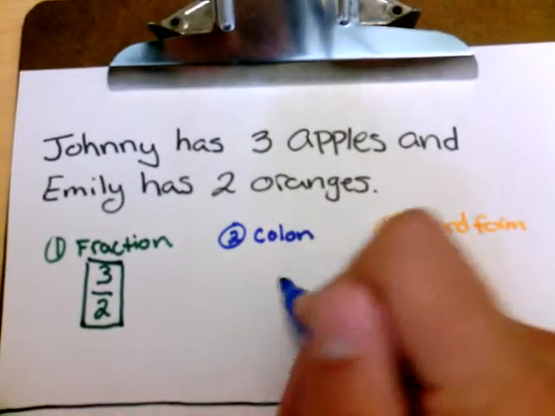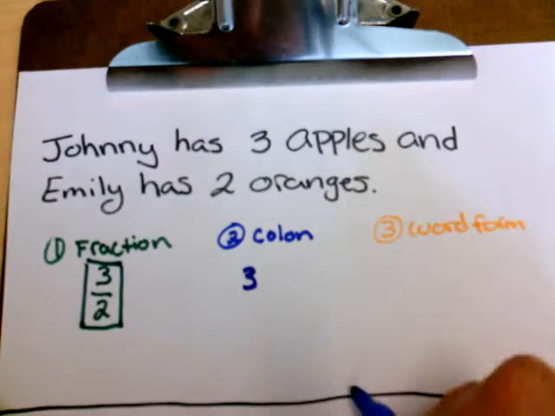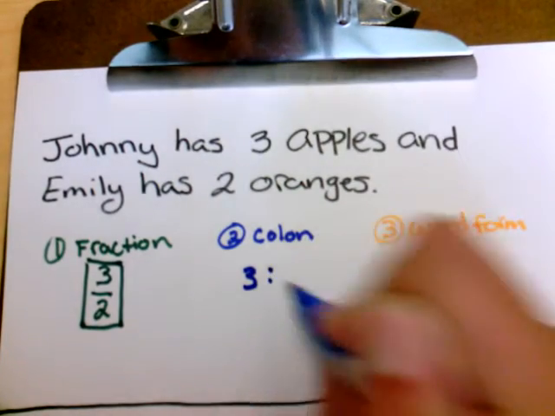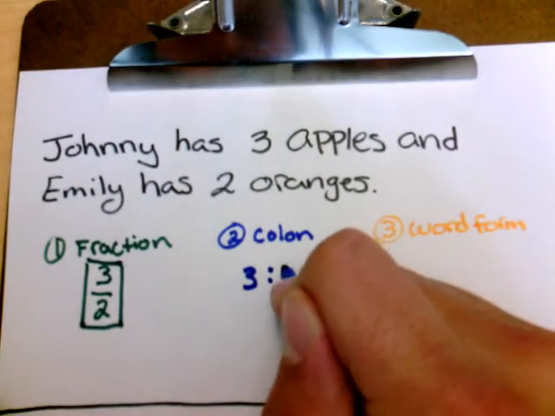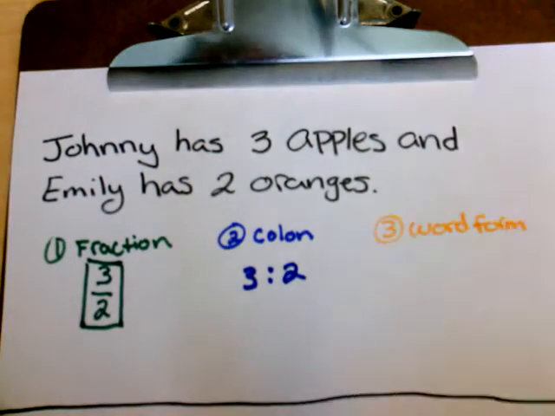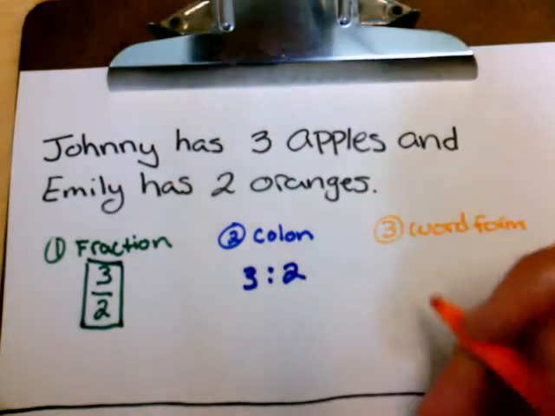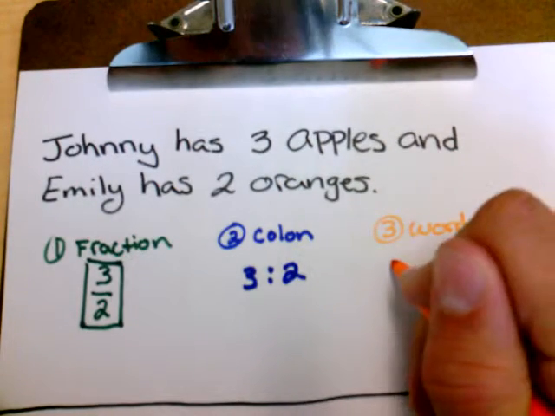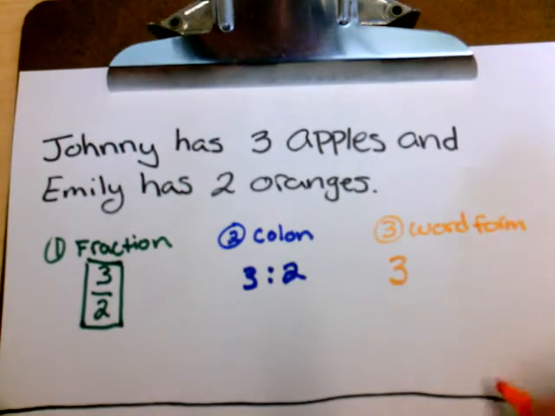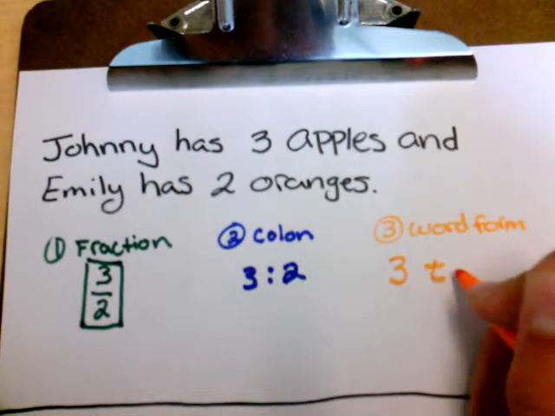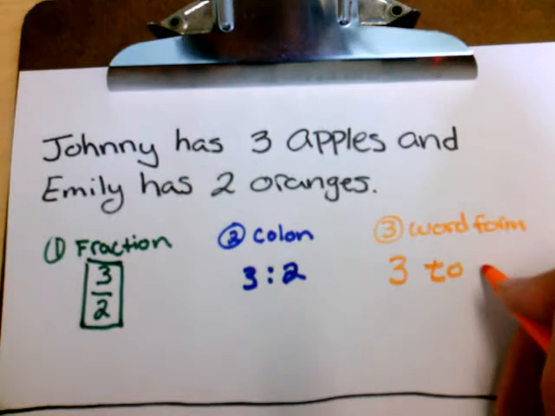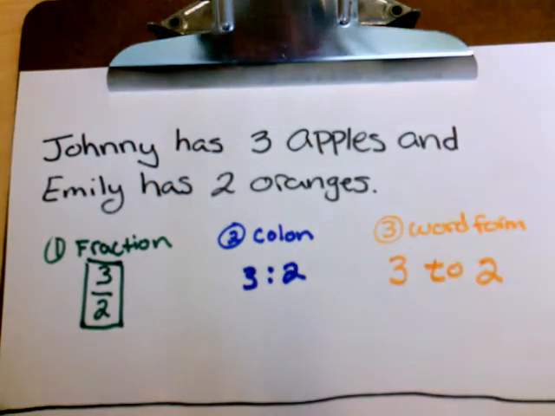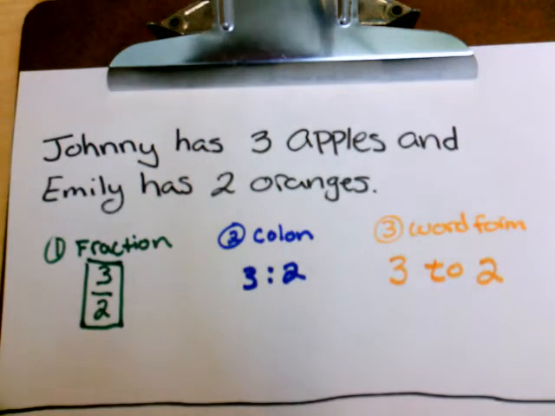Alright. Now colon form, like I said before, it's just the literature term. We're using a colon. So it's 3 apples, and then we use the colon, just the 2 dots, 2 oranges. And finally, word form. I'll come over here, and again, we can write the number 3, the word "to", and then the number 2. Alright, and it's as simple as that.